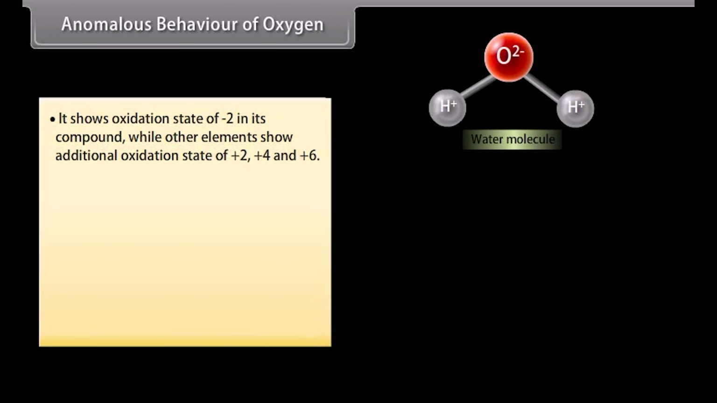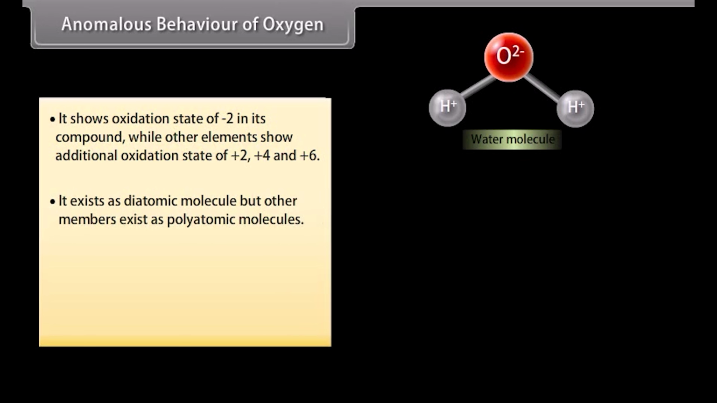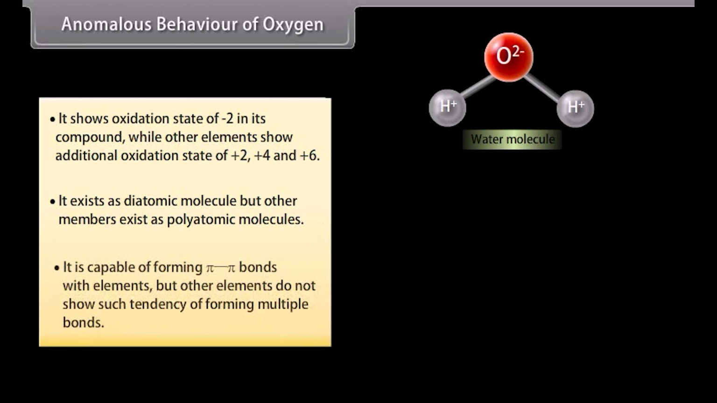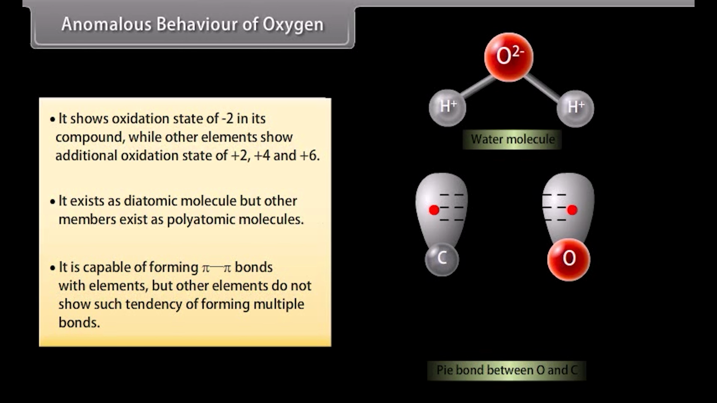Anomalous behavior of oxygen. Oxygen differs from the rest of the elements in the family in the following respects. It shows oxidation state of -2 in its compounds, while other elements show additional oxidation states of +2, +4 and +6. It exists as a diatomic molecule, but other members exist as polyatomic molecules. It is capable of forming pπ-pπ bonds with elements, but other elements do not show such tendency of forming multiple bonds.